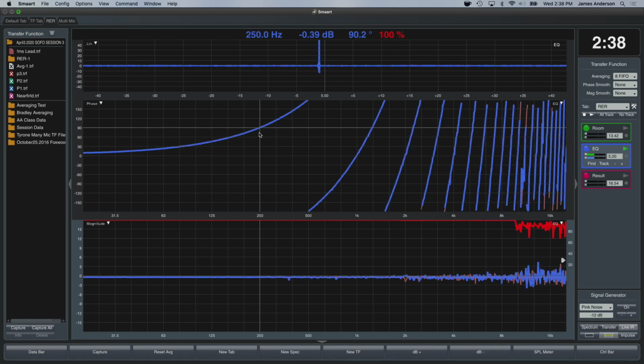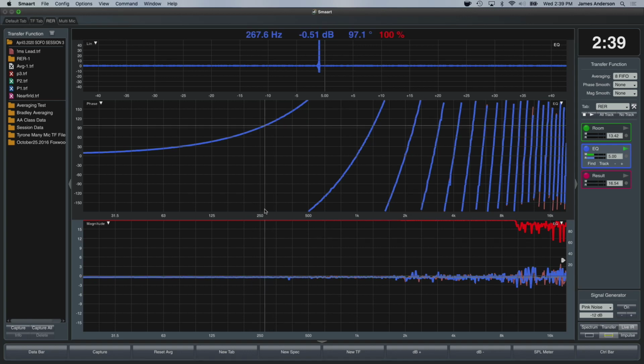When I get to 250 cycles, we're at 90 degrees. When I get to 333, we're right there at 120 degrees. Pretty cool. We get to 500 cycles, we're at 180. So this was the data we just took a look at. So that's kind of cool.